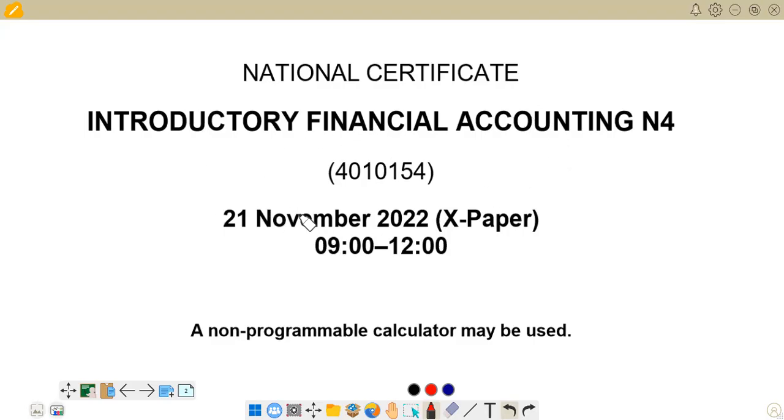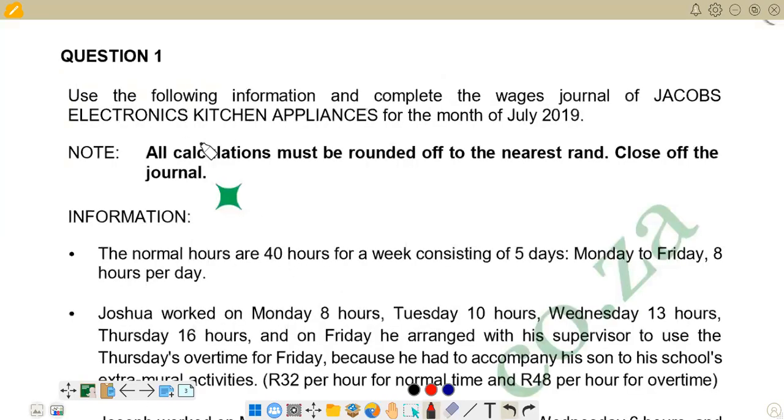This is the paper that we want to look at today. That is the paper for November 2022. So this is what we want to look at. In that question paper, we're going to look at the first question, whereby we have to prepare a wages journal. So this is question one that we want to look at.